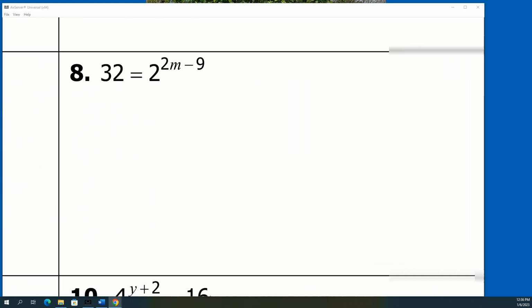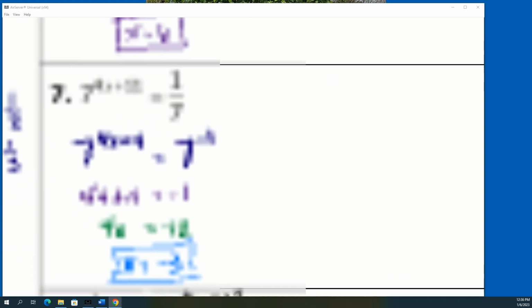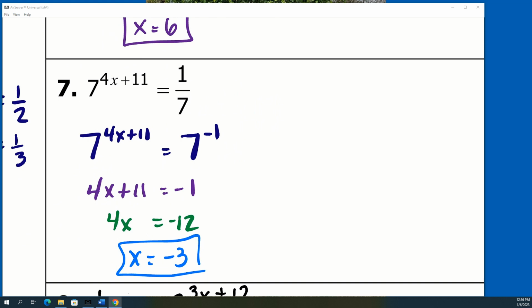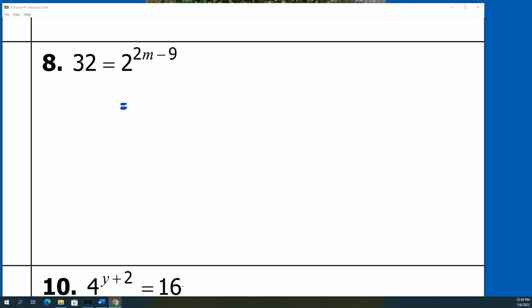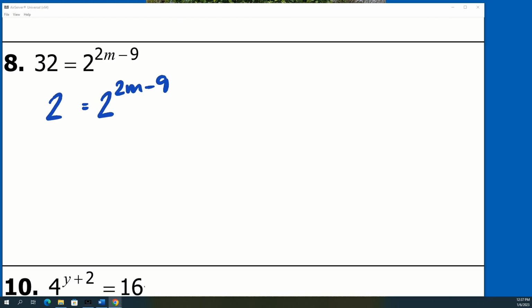All right, here we go. It was -3, yes. All right, so here we go. Now, this base of 2 is going to be what it is. So 2 to some power gives you 32. If you don't know, you can just do 2 squared. 2 times 2 is 4. 4 times 2 is 8. So every time the power goes up, you're multiplying by another 2. So it's going to be 5th. So 2 to the 5th will give you 32.